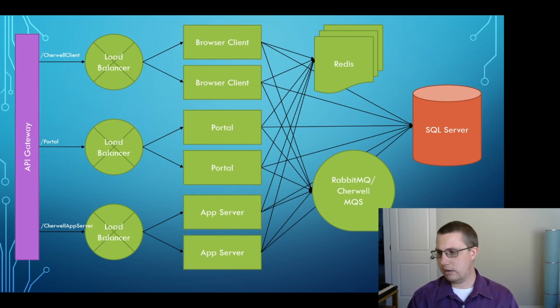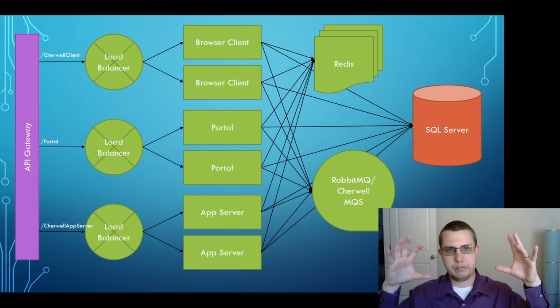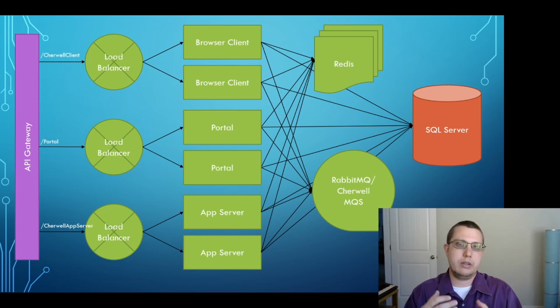So in this case, you'd have the API gateway that would have 1 domain name, let's say cherwell.synapsesoftware.com or something like that. The API gateway would route requests to /Cherwell client over to the browser client part of the network, /portal over to the portal part of the network, and /Cherwell app server to the app server portion of the network. But it would all look externally like 1 cohesive service.